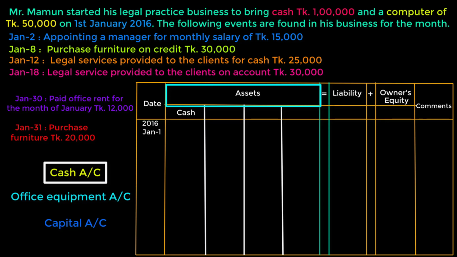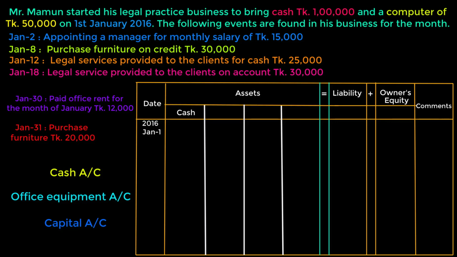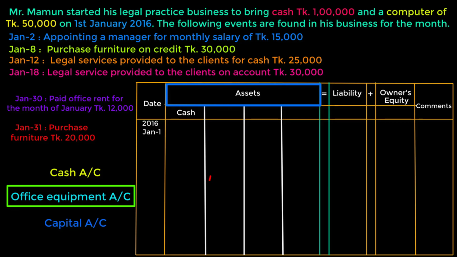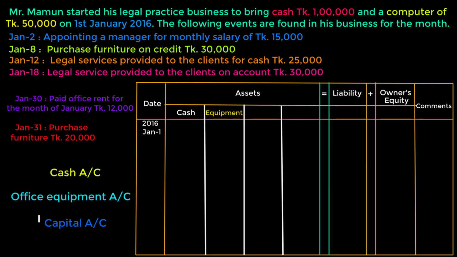Without any investment, one cannot run a new business. To run a new business, cash is needed. That is why this cash column is a must. So I have written this column from the very beginning. Office equipment is also the element of these assets. So the name of this column will be office equipment. That is why we will write here equipment like this. Capital is the element of this owner's equity. So we will write capital in this column.